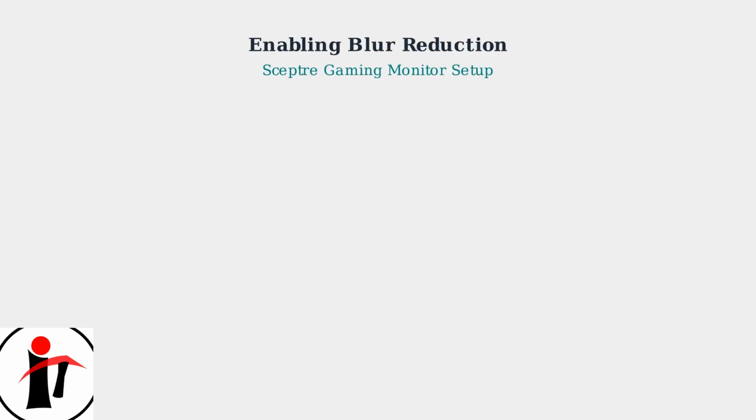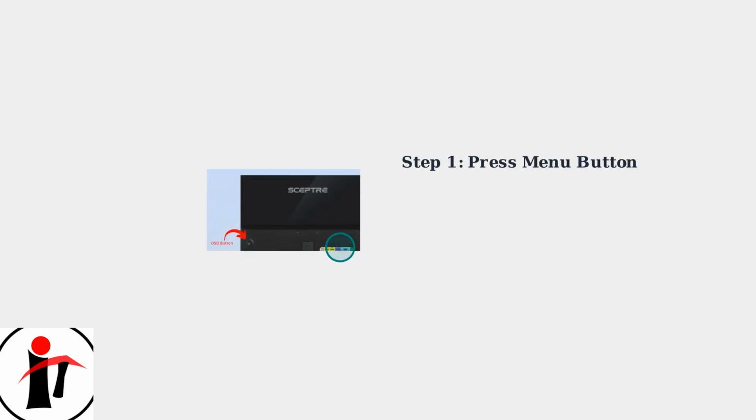Blur reduction technology can dramatically improve your gaming experience by eliminating motion blur during fast-paced action. Here's how to enable it on your Sceptre gaming monitor. First, locate the menu button on your Sceptre monitor.